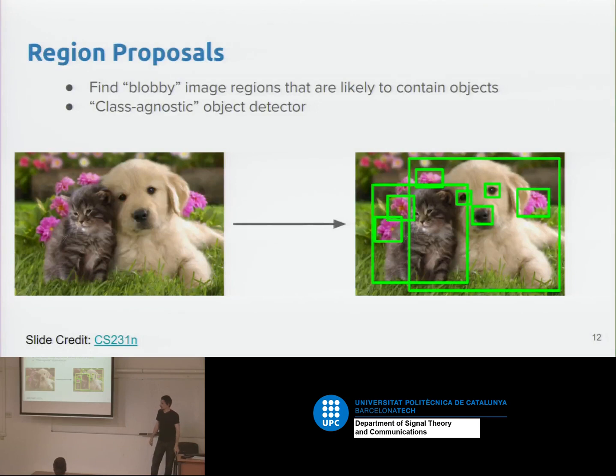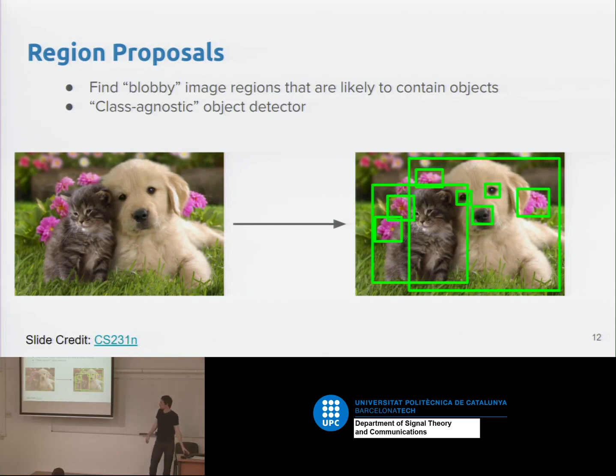So, first, the proposal methods. The idea is to find some kind of blobby regions that allow us to not have to check all the places and different aspect ratios of bounding boxes for the whole image. For instance, in this case, we would take the dog, the cat, some flowers, maybe the eyes, the nose, but we would not take, for instance, this patch here or another patch that would only add computation, and we don't really want that.